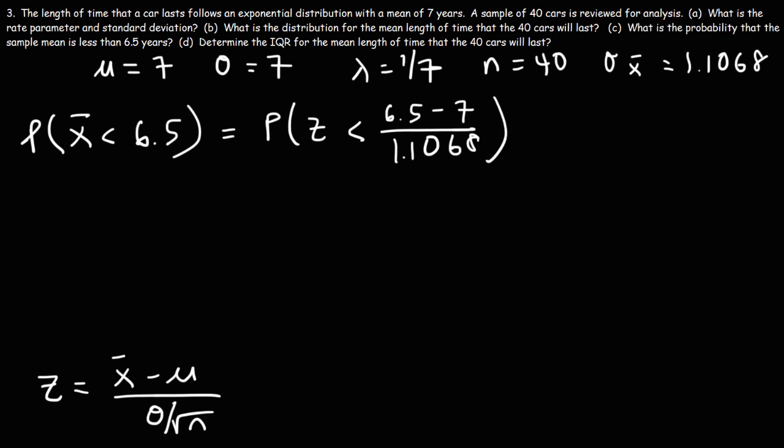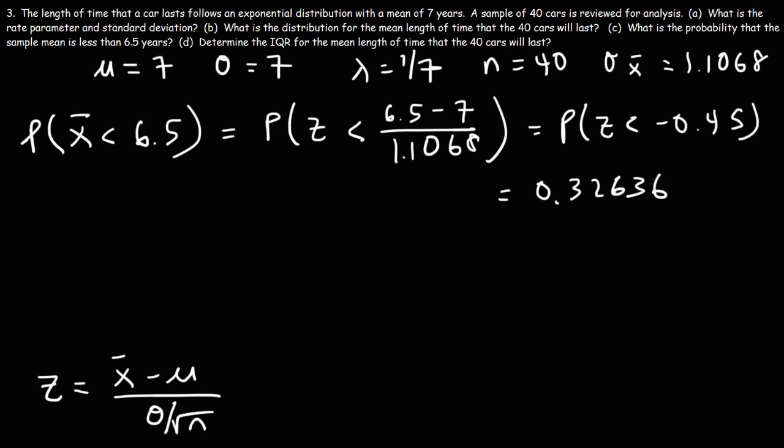6.5 minus 7 is a negative 0.5, and if we divide that by 1.1068, we get a z value of negative 0.45. So now let's go to the negative z table. Negative 0.45 has an area value of 0.32636. So that is the probability that the sample mean will be less than 6.5 years.